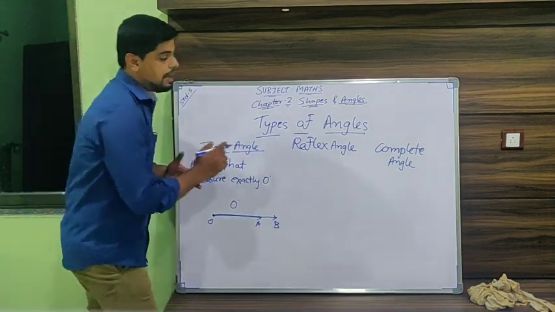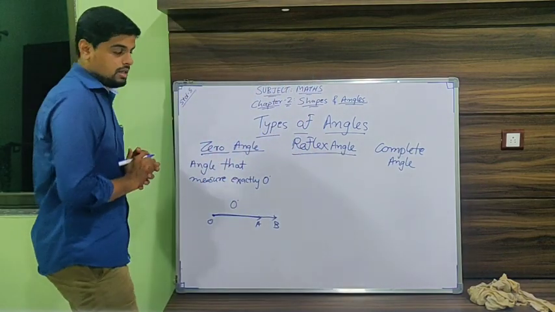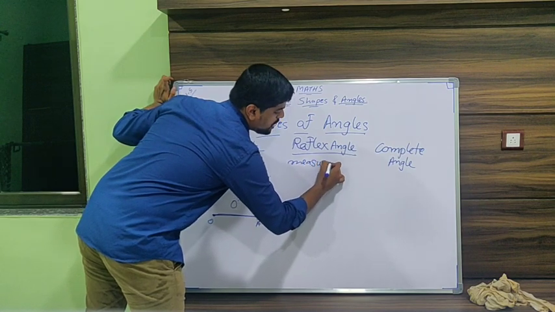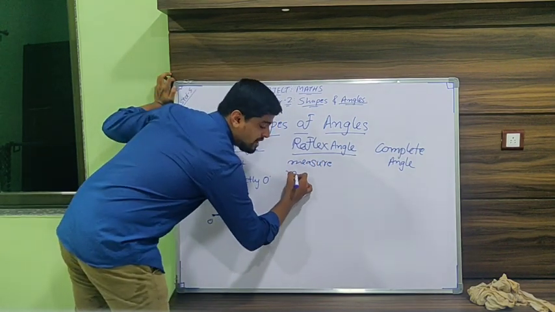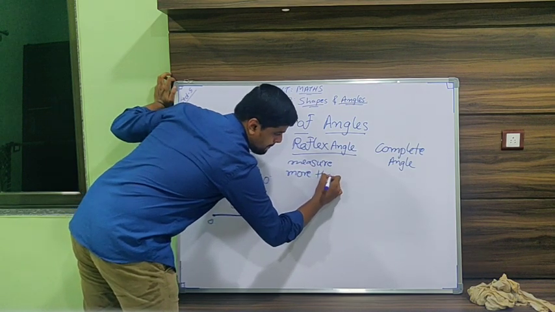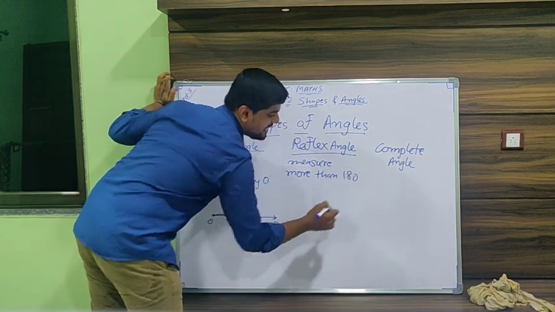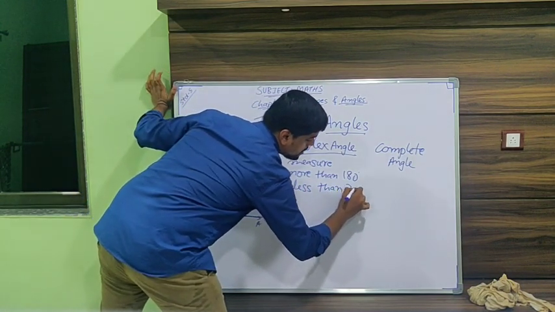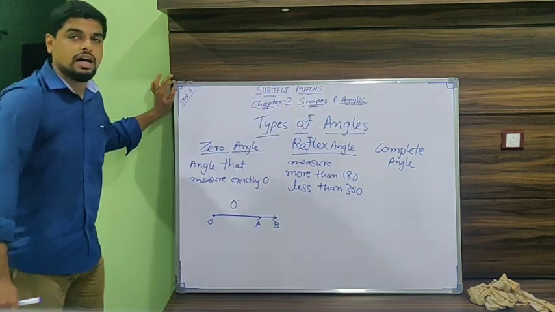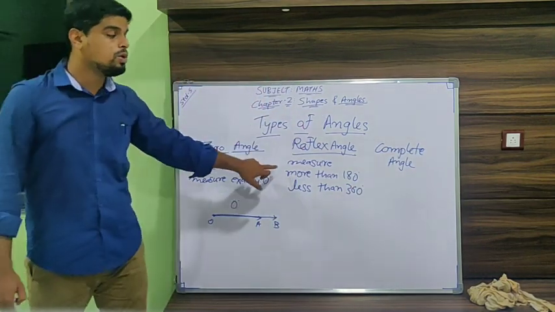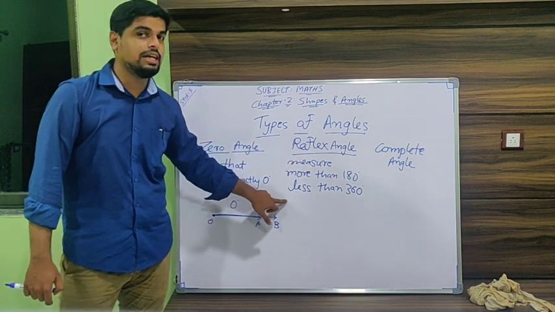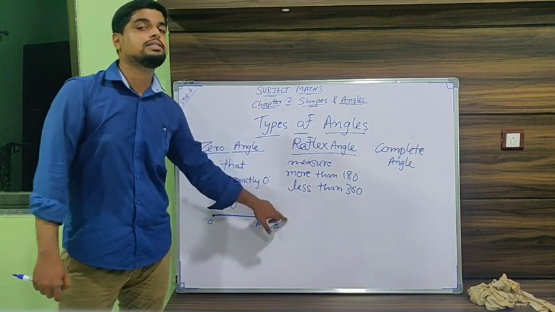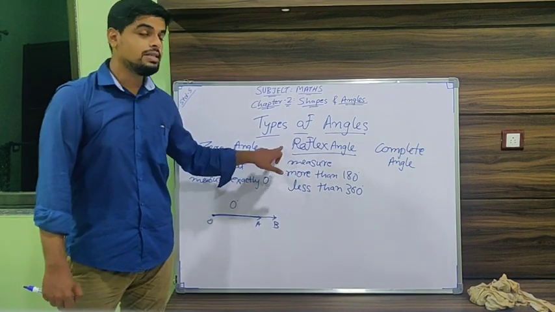Let's take another type, that is the reflex angle. So the angle which measures more than 180 degrees and less than 360 degrees. If the angle has a measurement of more than 180 and less than 360, that means the angle is greater than 180 degrees but less than 360 degrees, such an angle is known as a reflex angle.